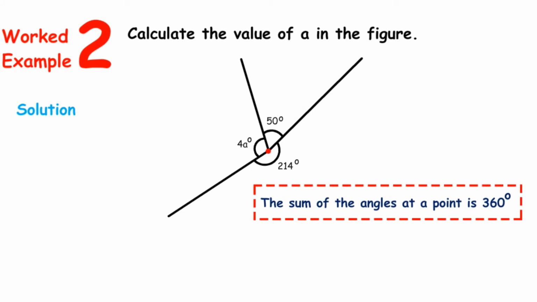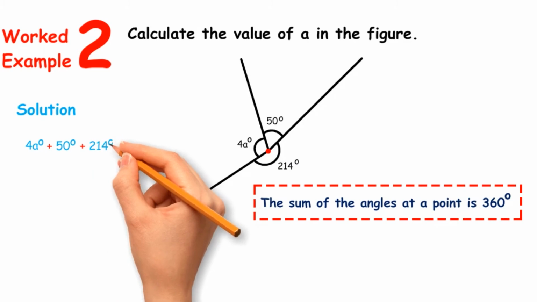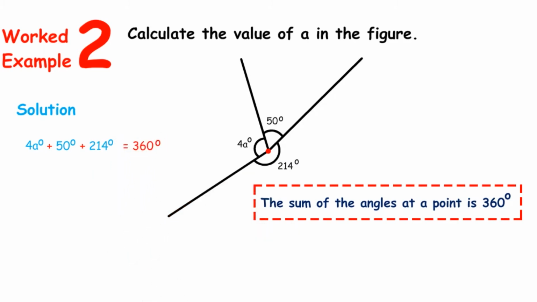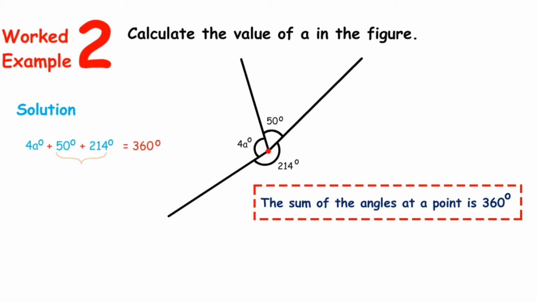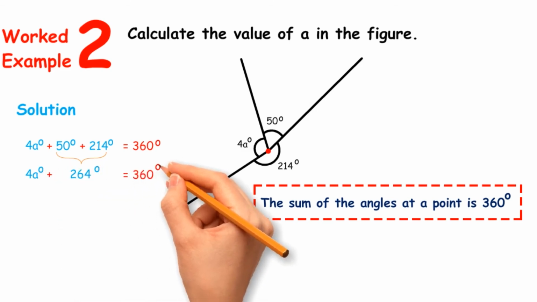So I can write 4a degrees plus 50 degrees plus 214 degrees equals 360 degrees. Now, to find the value of A, I will shift 50 and 214 to the right hand side. Before this, let me add them. 50 plus 214 equals 264.